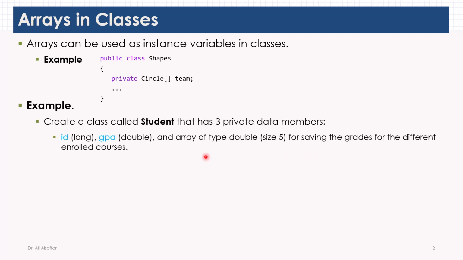In this example, first we need to create a class called student that has 3 private data members. The first data member will be ID of type long. The second data member will be GPA of type double. And the third data member will be an array of type double. Its size is 5 for saving the grades for the different enrolled courses of the student. Let us do this part and come back and continue for the other parts.